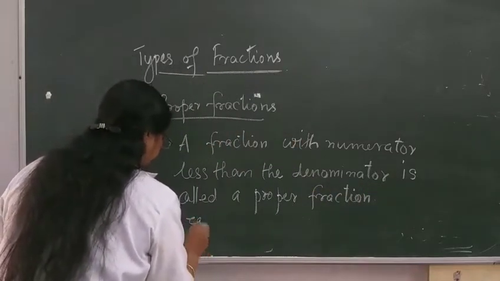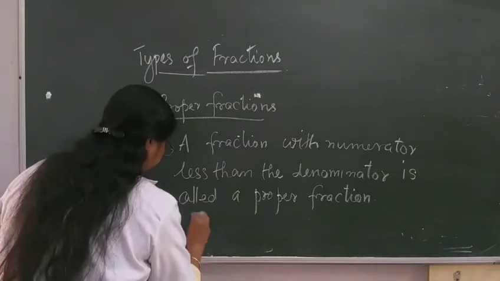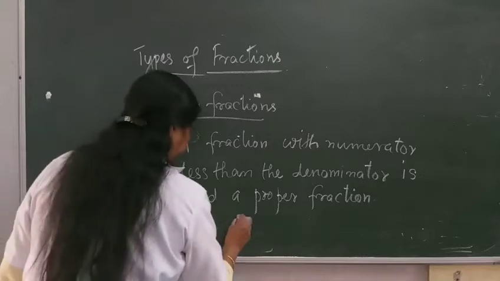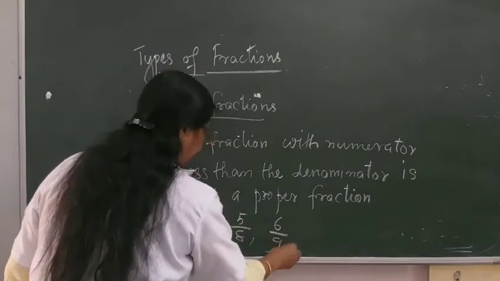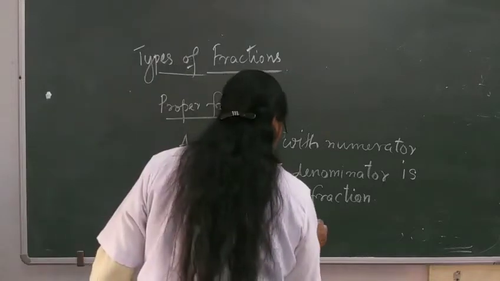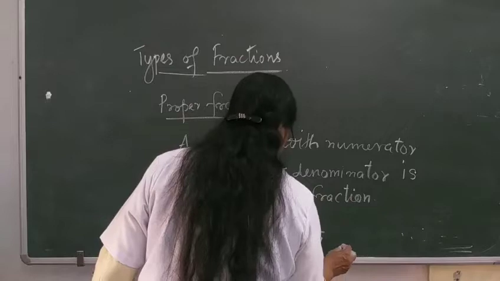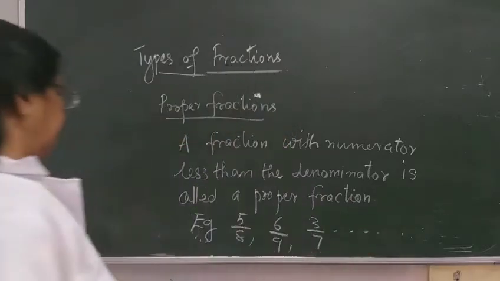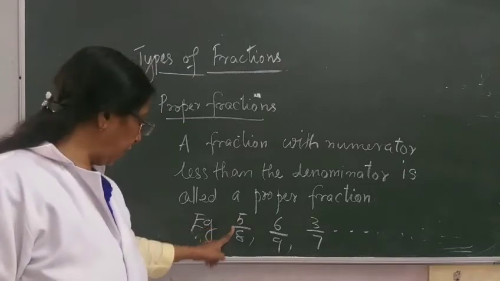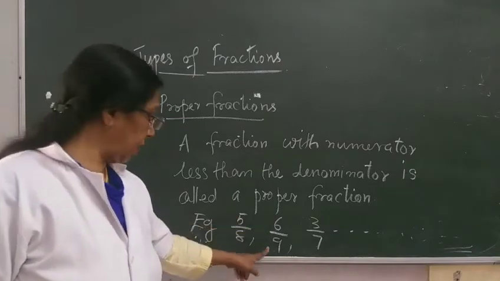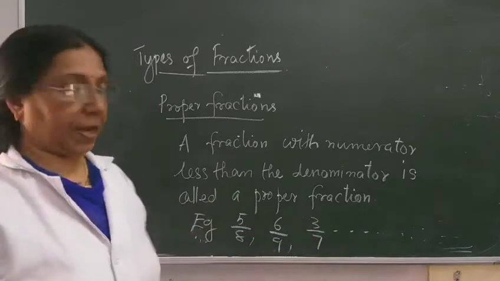Example, 5 by 8, 6 by 9, 3 by 7, etc. Here, see the numerators. Here it is 5. 5 is smaller than 8. 6 is smaller than 9, and 3 is smaller than 7. So they are called proper fractions.